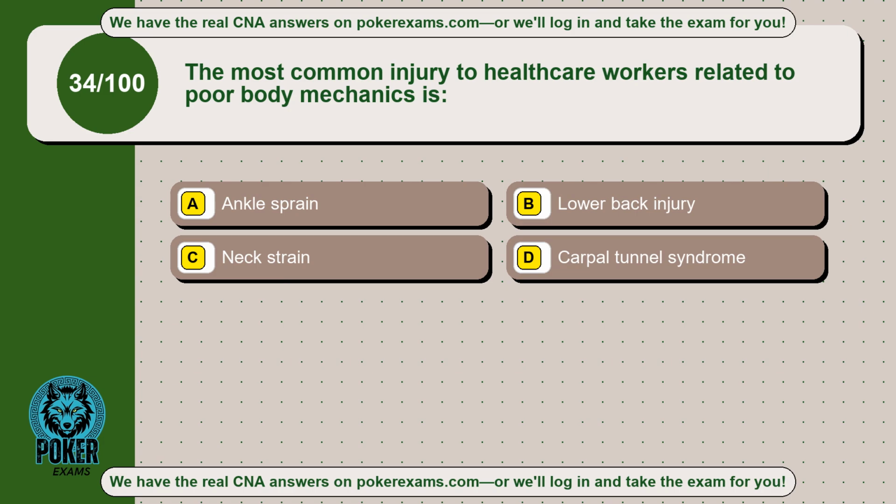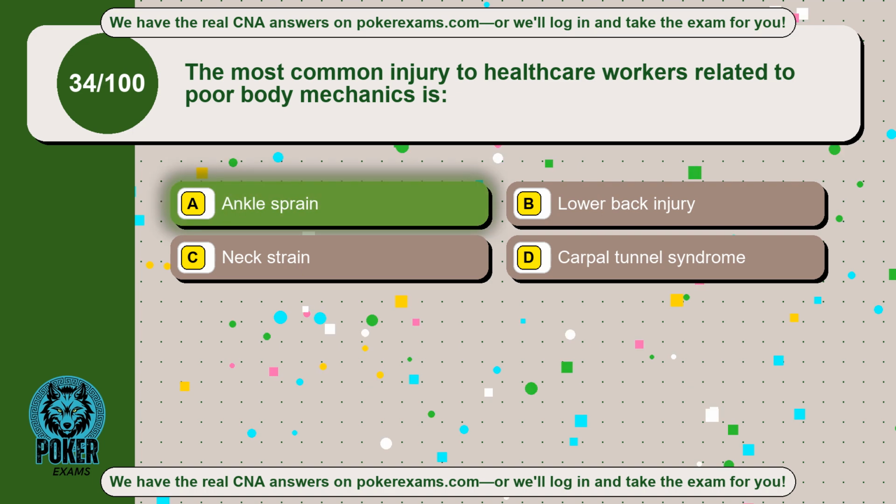Question 34. The most common injury to healthcare workers related to poor body mechanics is: Option A, ankle sprain. Option B, lower back injury. Option C, neck strain. Option D, carpal tunnel syndrome. The correct answer is option A, ankle sprain.